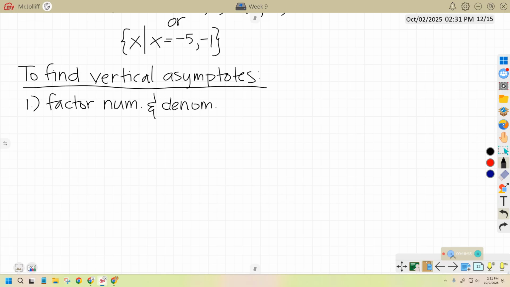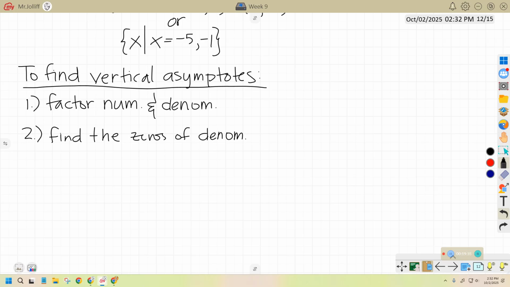And this has to do with asymptotes and holes. Step one: factor the numerator and denominator. We've been practicing that the last couple weeks, right? Factor those polynomials. Second step is find the zeros of the denominator. In other words, do that first part of finding your domain.